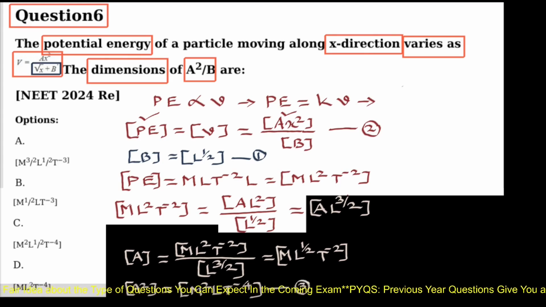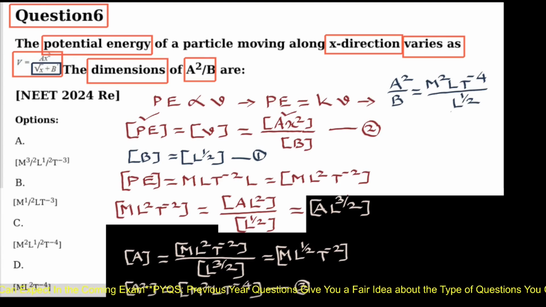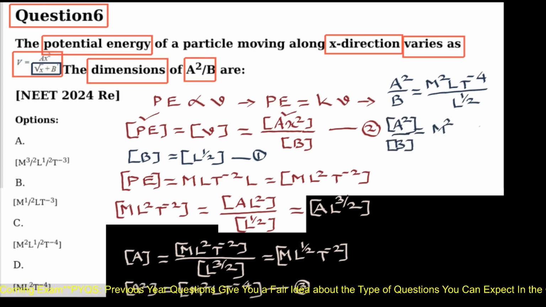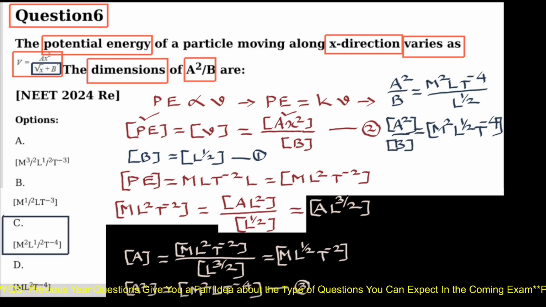From 2 and 3 we finally write a square upon b, which is m square L t raised to minus 4 upon L raised to half, which finally will be m square L raised to half t raised to minus 4. Hence the correct answer option will be C, m square L raised to half t raised to minus 4.